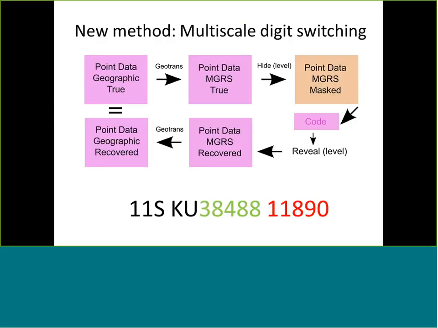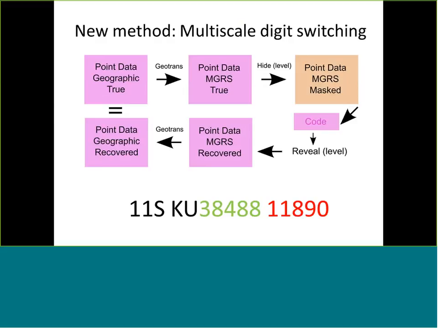So here's an example of a location. I believe this is my office in the military grid reference system. So 11S KU 38488 11890 really separates into 3 parts. The black part of it is what could be thought of as the metadata leading to the location within a 100 kilometer square on the Earth's surface. Then we have what's shown in green, the easting associated with the data, and in red, the northing.